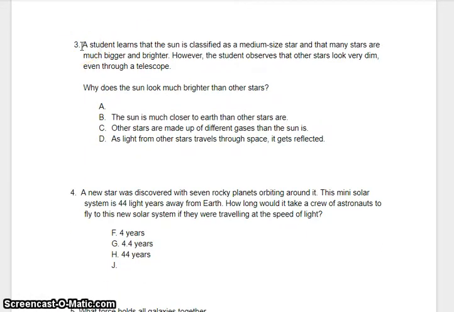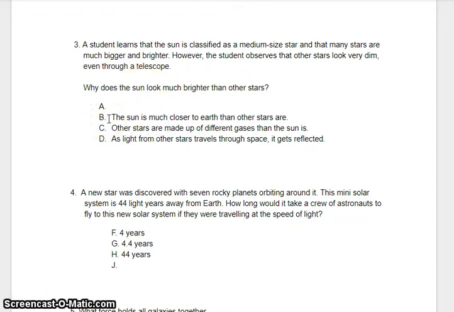Number 3. A student learns that the Sun is classified as a medium-sized star and that many stars are much bigger and brighter. However, the student observes that other stars look very dim, even through a telescope. Why does the Sun look much brighter than the other stars?